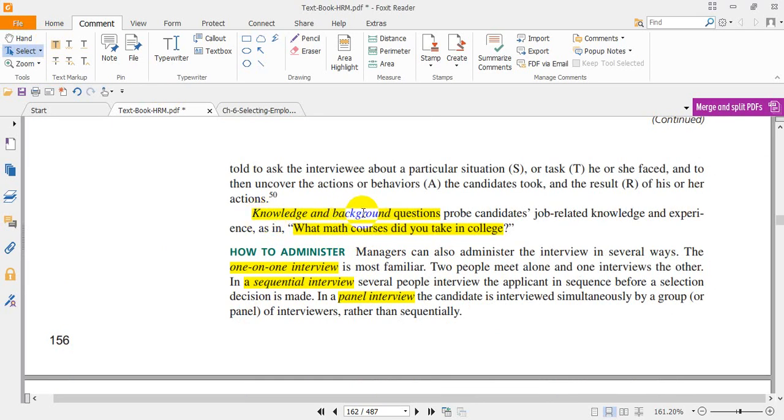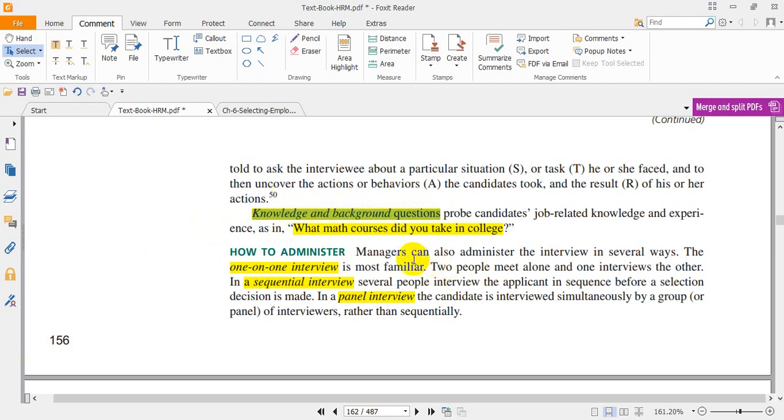Knowledge and background questions. Job-related knowledge and experience, as in what math courses did you take in college? This is to assess the academic background and the knowledge that the candidate has.